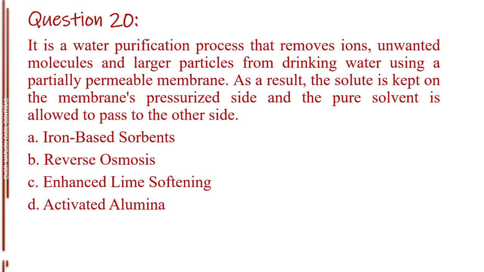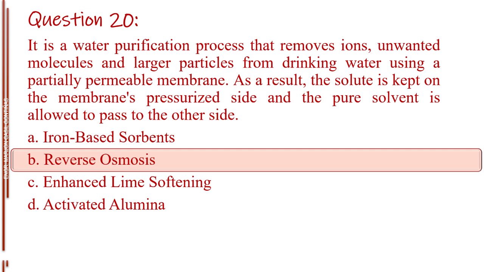Question number 20. It is a water purification process that removes ions, unwanted molecules, and larger particles from drinking water using a partially permeable membrane. As a result, the solute is kept on the membrane's pressurized side and the pure solvent is allowed to pass to the other side. Letter A, iron-based sorbents. Letter B, reverse osmosis. Letter C, enhanced lime softening. Letter D, activated alumina. The answer is letter B, reverse osmosis.